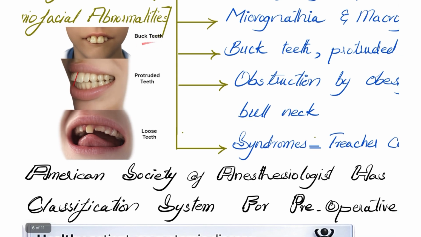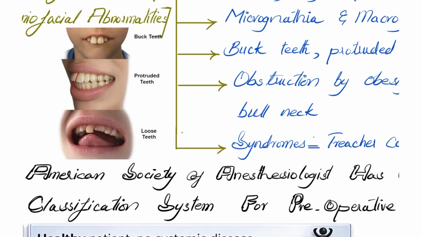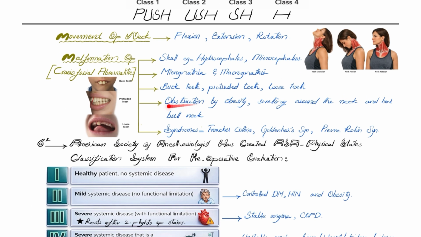It can be buck teeth, as you see in the image, protruded teeth, or loose teeth. They will create problems and you will be in trouble while passing the endotracheal tube. Another thing that you have to see is any obstruction in the neck, which may be caused by obesity, swelling around the neck, or hair such as goiter or bull neck. Then there are some craniofacial abnormalities associated with syndromes like Treacher Collins syndrome, Goldenhar syndrome, and Pierre Robin syndrome.